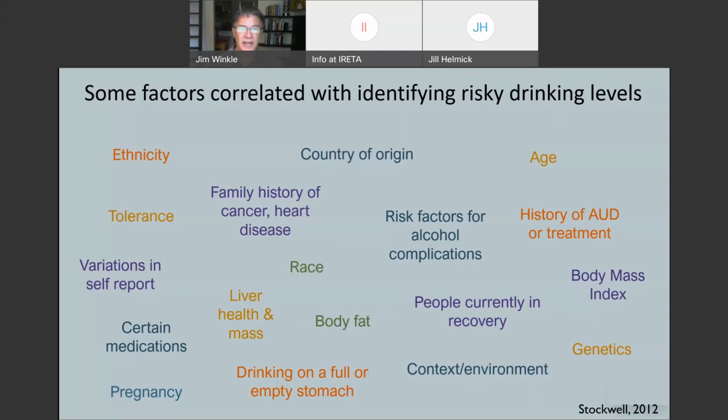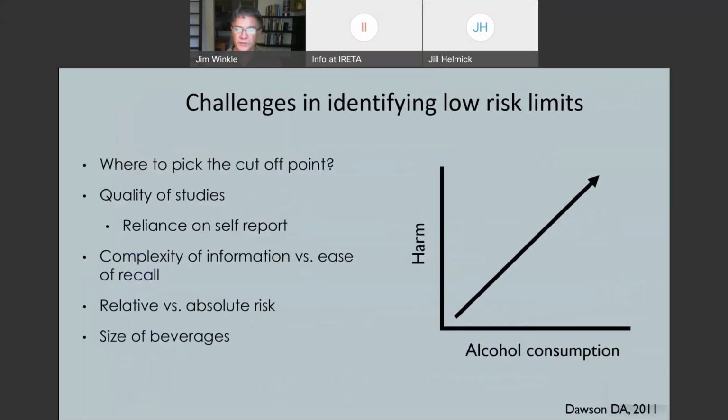So the point here is there are a lot of things that impact risky drinking levels. It is complicated. And you could argue, well, why are we using gender alone? If there are so many factors that impact this, why just use one of them? More reasons to show how this is complicated. When we try to determine low risk limits, the researchers who do this acknowledge that it is subjective. The more we drink, the greater our risk of harm. Well, where along that linear relationship should we put a firm point on what is considered risky? And what's the threshold for the quality of studies we use to determine risky drinking?